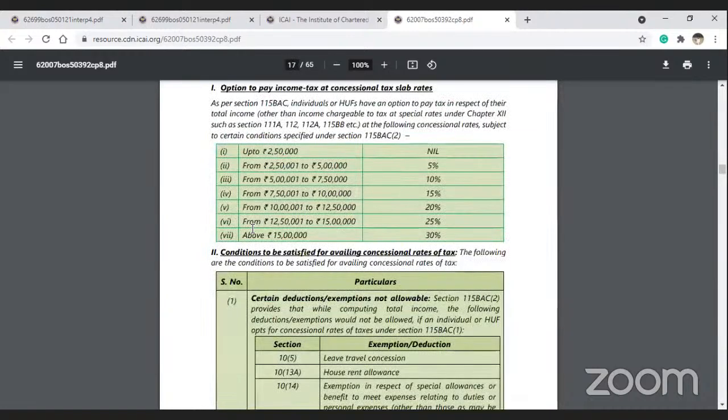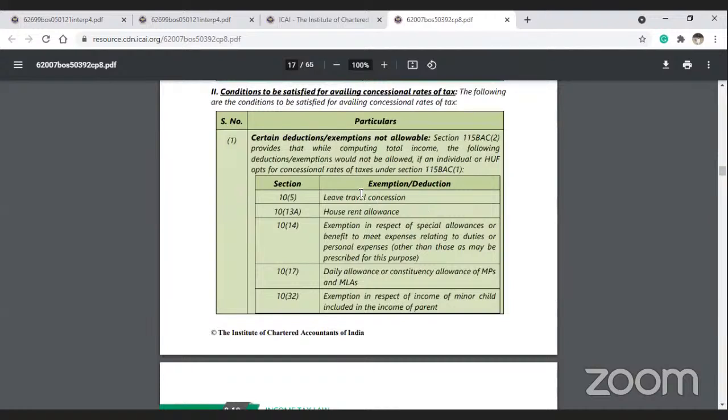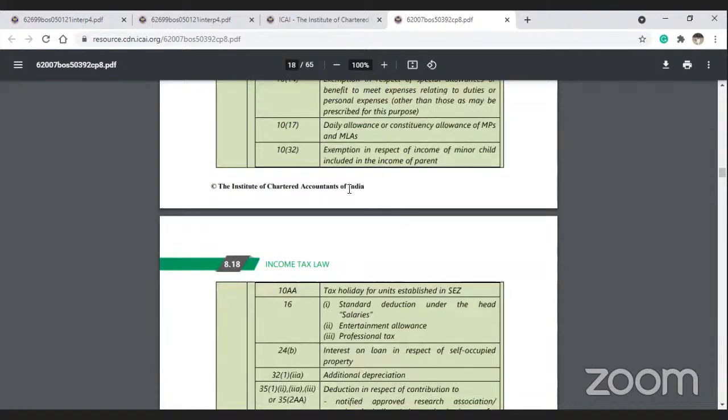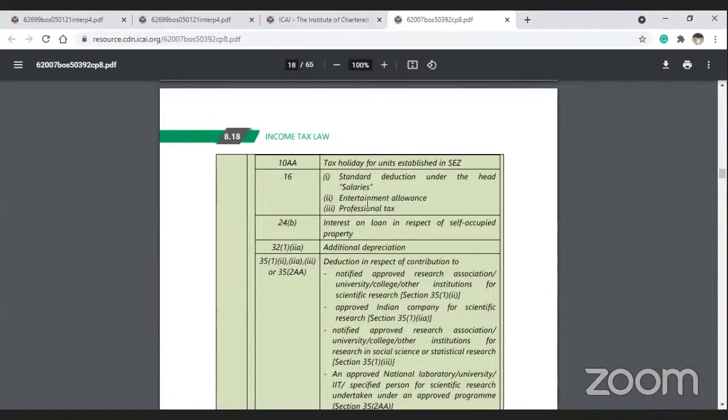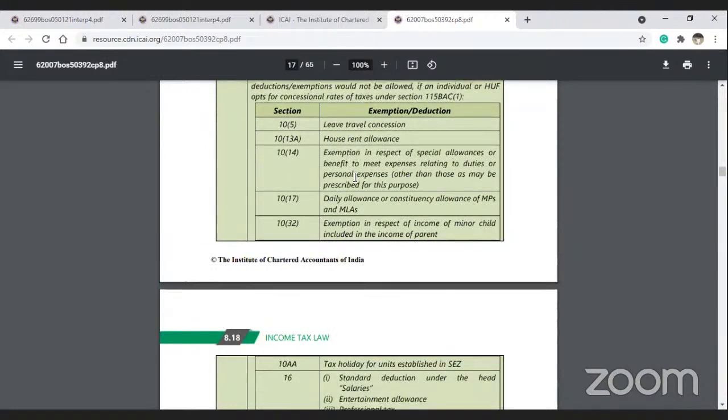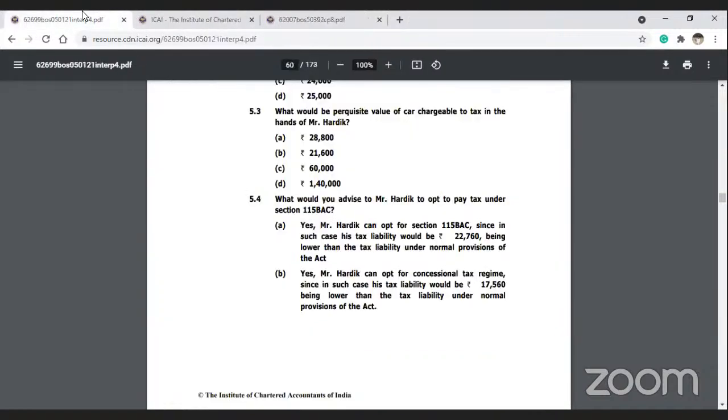LTC. Okay, for salary: LTC, HRA, then exemption in respect of special allowances, daily allowances, exemption in respect of income of minor child. Then standard deduction, entertainment allowance, professional tax, and tax holiday for units established in SEZ. These are all excluded. Okay, now we'll check the question.